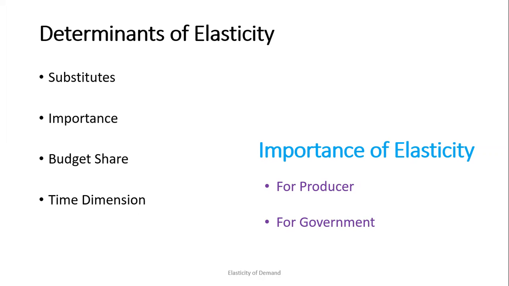This is for producers. Now for the government, it helps government to fix the tax rates on different commodities. A government that aims to increase the tax revenue can tax the goods which are inelastic in demand heavily, because the increase in price due to heavy taxes will not result in a significant fall in quantity demanded. Therefore, the tax revenues will increase.